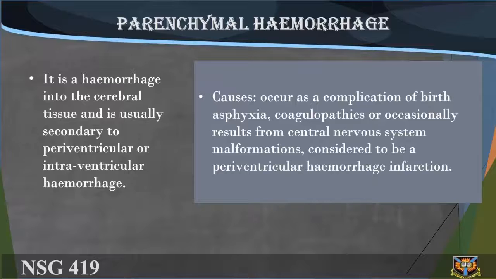Parenchymal hemorrhage. It is a hemorrhage into the cerebral tissue and is usually secondary to periventricular or intraventricular hemorrhage. Causes: it occurs as a complication of birth asphyxia, coagulopathies, or occasionally results from central nervous system malformations, and is considered to be a periventricular hemorrhagic infarction.